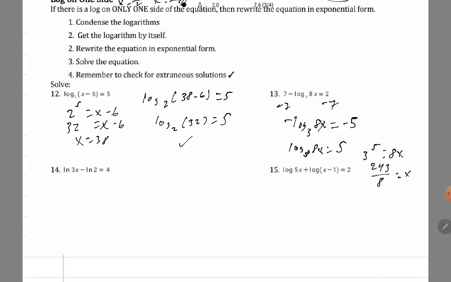Alright, next. Natural log of 3x minus natural log of 2 equals 4. There's two natural logs here, so we're going to condense them. Remember, if we're subtracting two logs, that means we take ln of the first over the second. And then set that equal to 4. This is when we're going to e both sides.